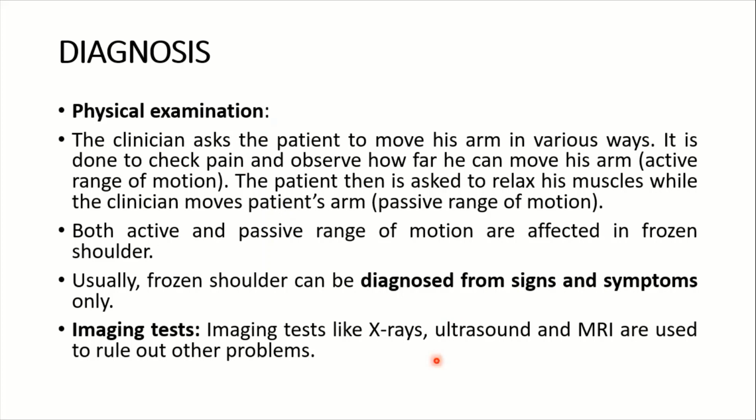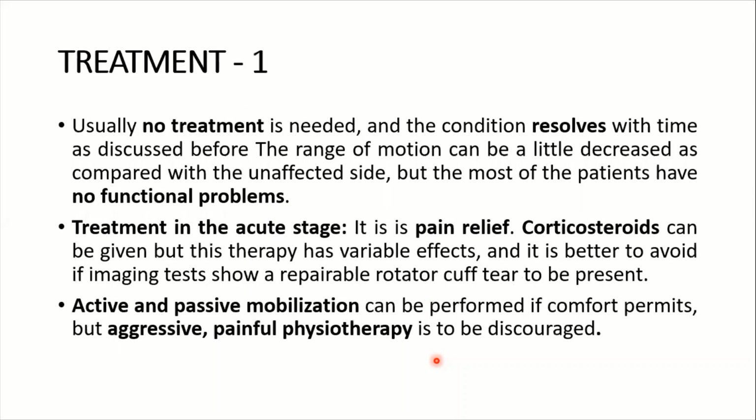There is active range of motion. Then the patient is asked to relax his muscles while the clinician moves the patient's arm, passive range of motion. So here, both active and passive range of motion are affected in the frozen shoulder. Usually frozen shoulder can be diagnosed from signs and symptoms only. Imaging tests like X-rays, ultrasound, and MRI are used to rule out other problems.